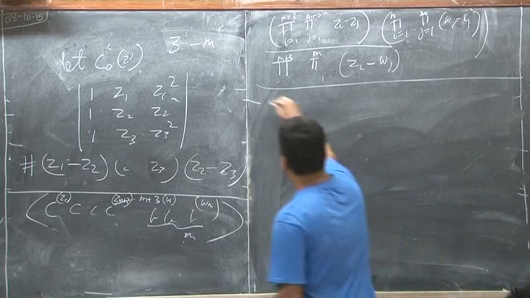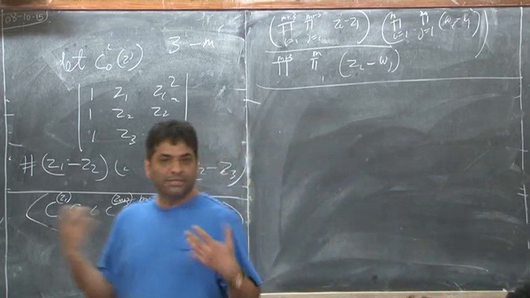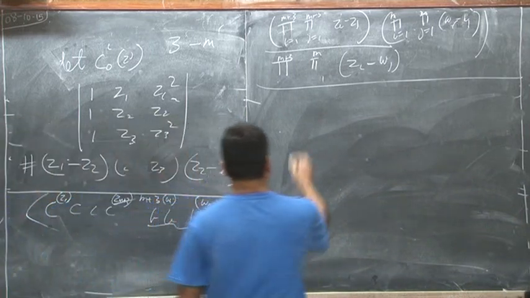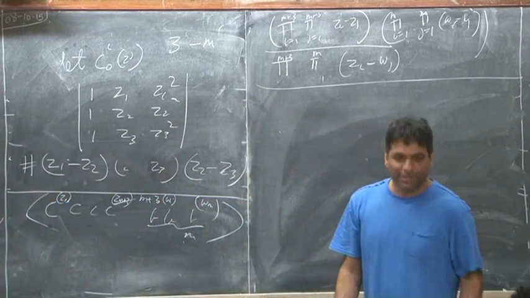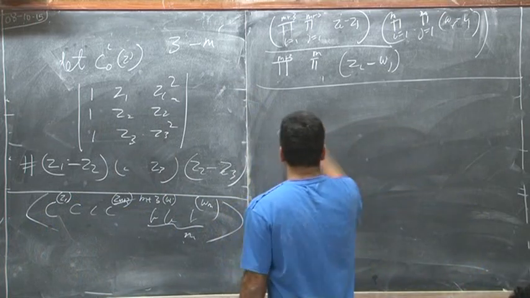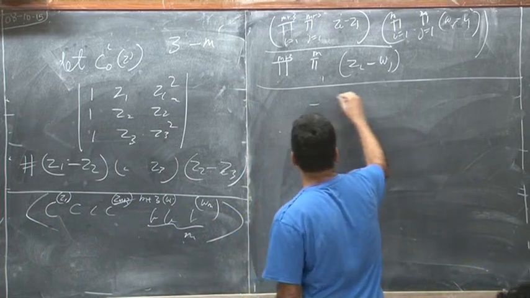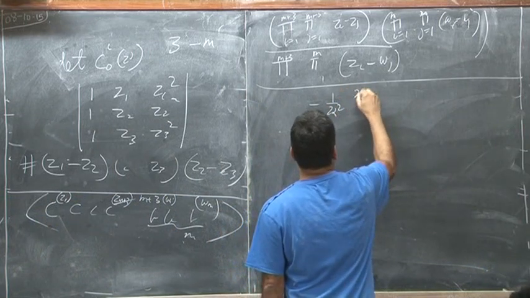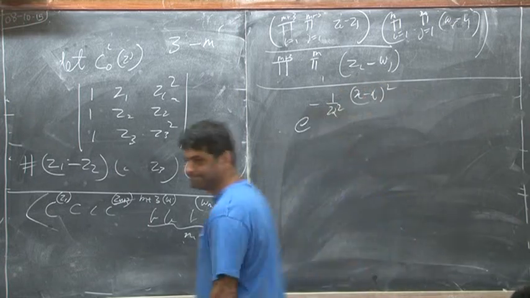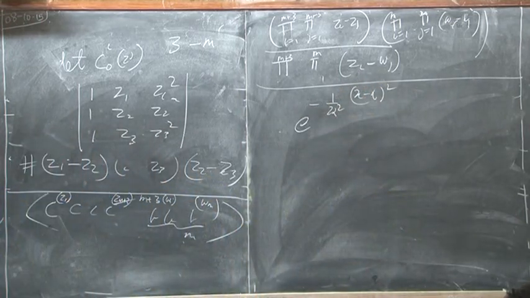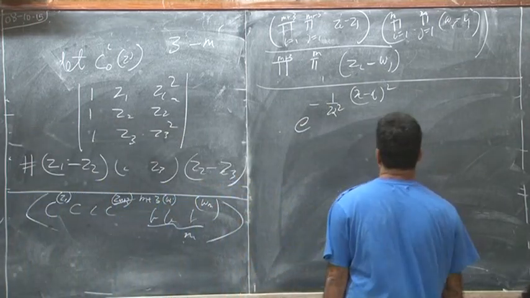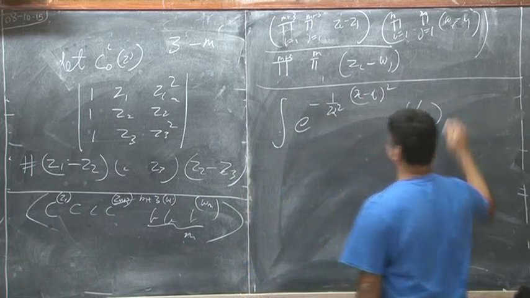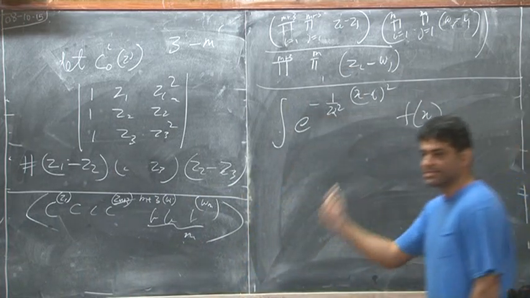First, this is a general property of Gaussian path integrals I'm going to remind you of, first by telling you about it in a simple context. It is the following. Suppose I have e to the power minus 1 by 2 alpha squared times (x minus a) whole squared, and type f of x.